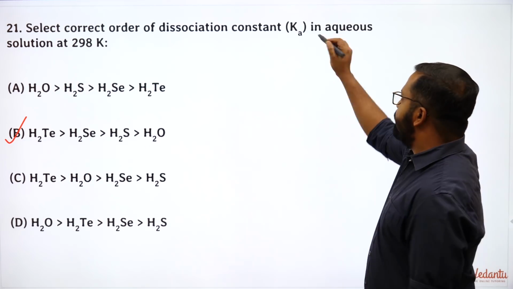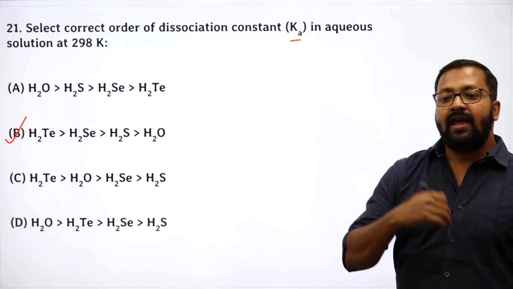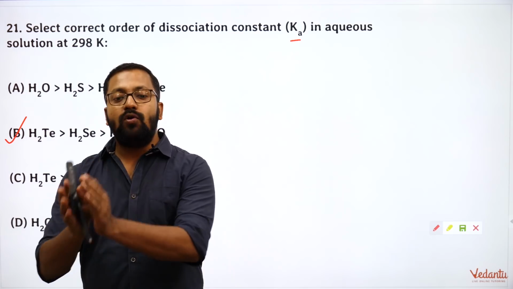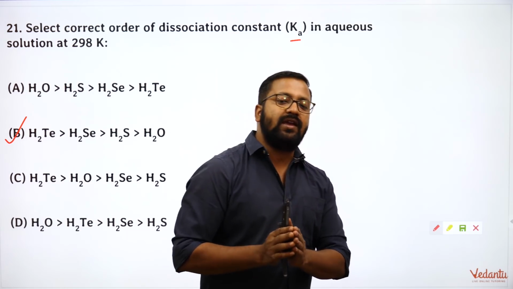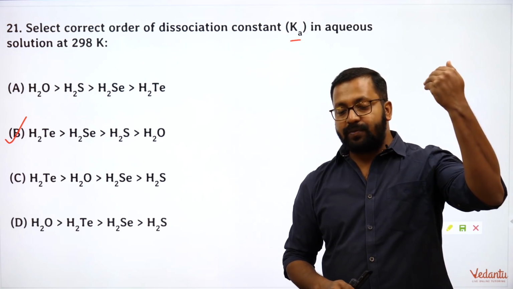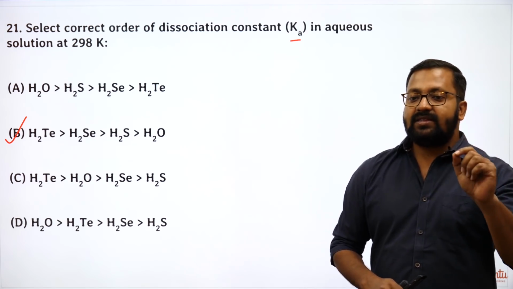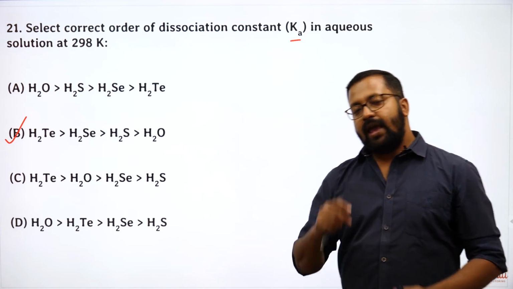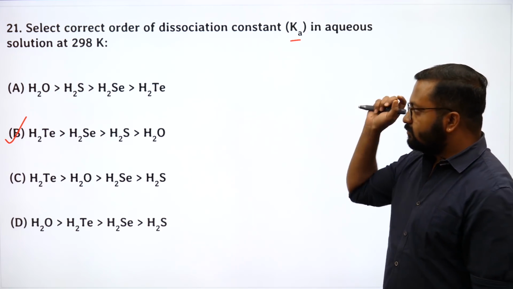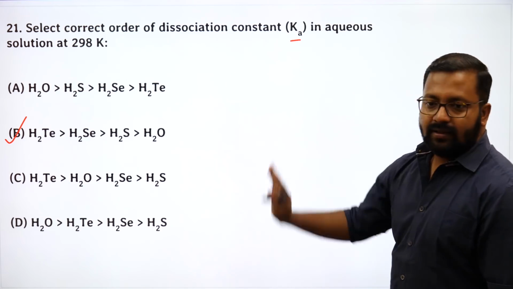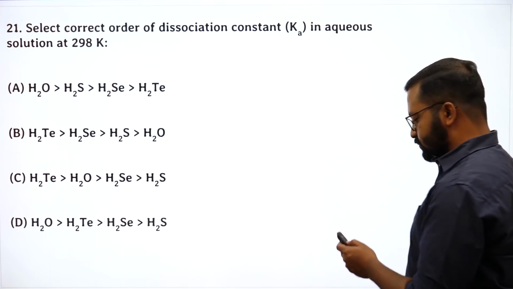Ka represents acid dissociation constant. It also measures the tendency of the entity to give out H plus ion. So H plus ion will be given out if the bond is weak. The same trend is followed in group 17. HF, HCl, HBr, HI: the bond is weak, so it will break very quickly, and because of that HI turns out to be the strongest acid. Clear? Let's move on to the next question.